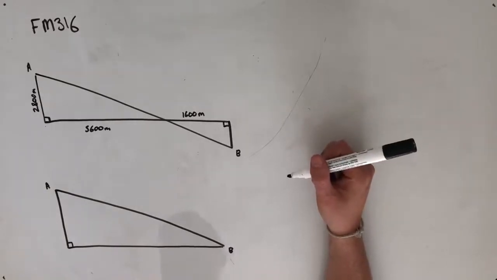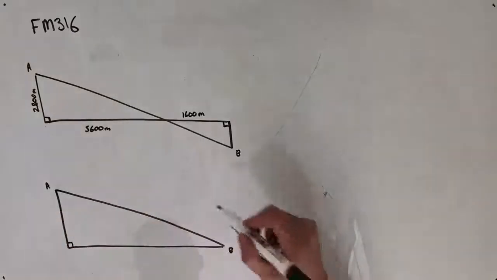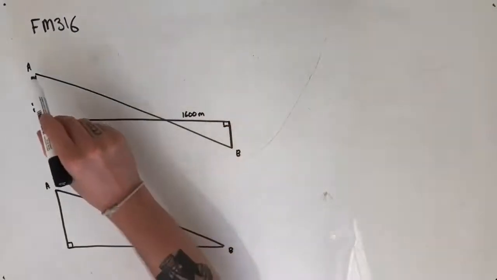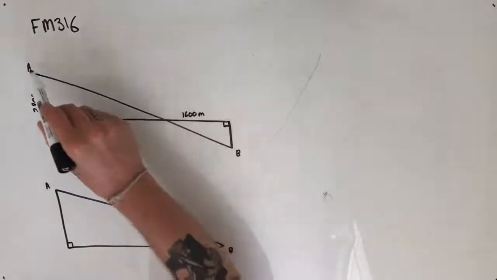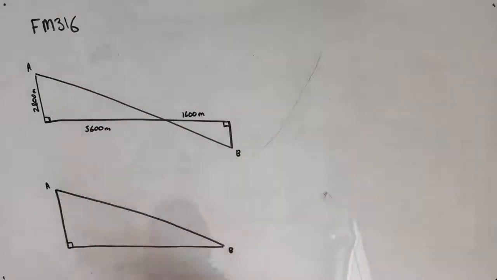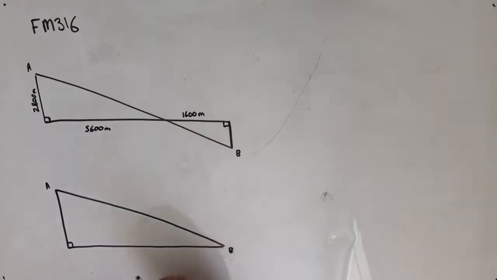Now there's a few different ways that you could answer this question. The way that I'm going to show you is by creating a new right angle triangle because we're being asked to find the distance between A and B, so the length of this line here. If we make that length the hypotenuse of our new triangle, we can find the base length of this new right angle triangle by adding 5,600 and 1,600 meters. Putting those two together should make 7,200 meters.